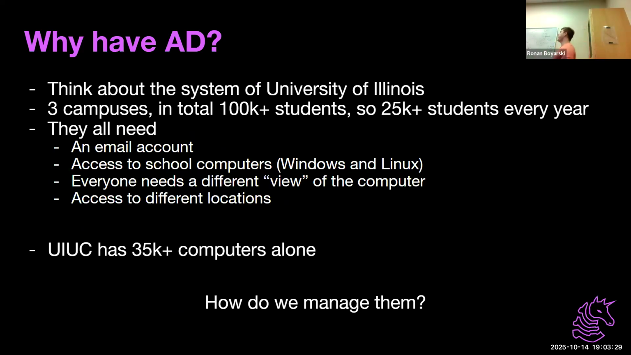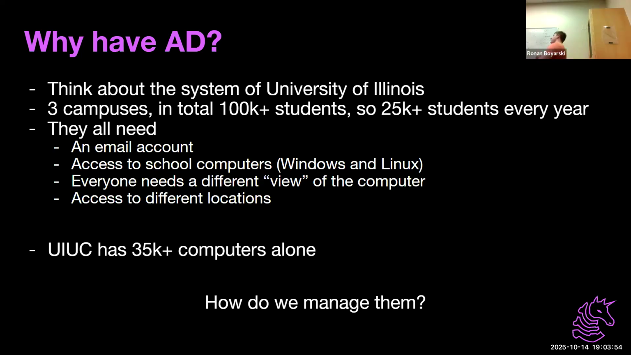Okay, so what is Active Directory for? If we think about UIUC as a system, we have three campuses, we have a lot of students, we have a lot of computers and user accounts that need to get connected. They're all going to need an email account, they need access to school computers of different types and different places, and need access to different locations. So that is a lot of computers. And the question is, how do we manage them?